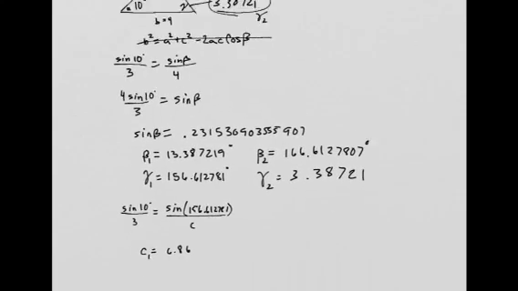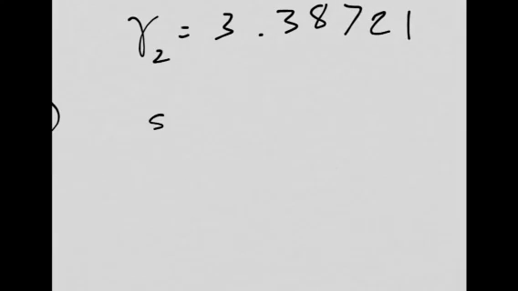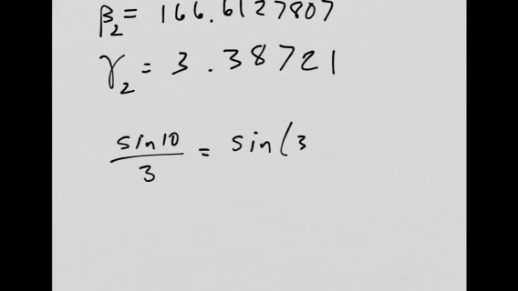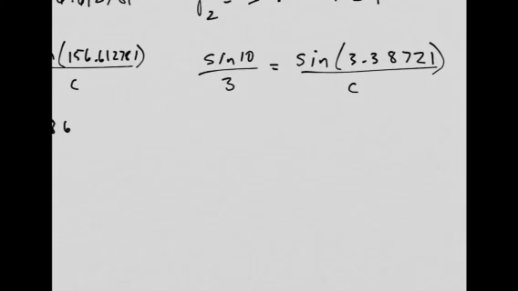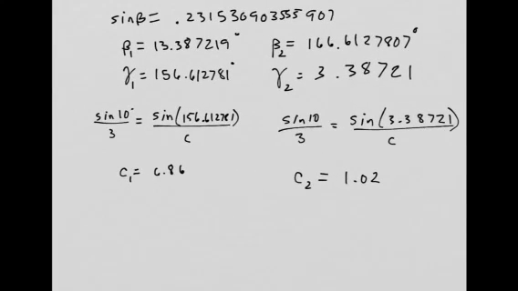And then I'll do the same thing, except I'll use gamma 2 to find the different C value. So sine of 10 over 3 equals sine of my different gamma, which is 3.38721, divided by C, and then I'll solve for that. That would be my C2 value. And then my C2 value is 1.02, and again I'm rounding there because I know I'm not going to have to use that C value again.